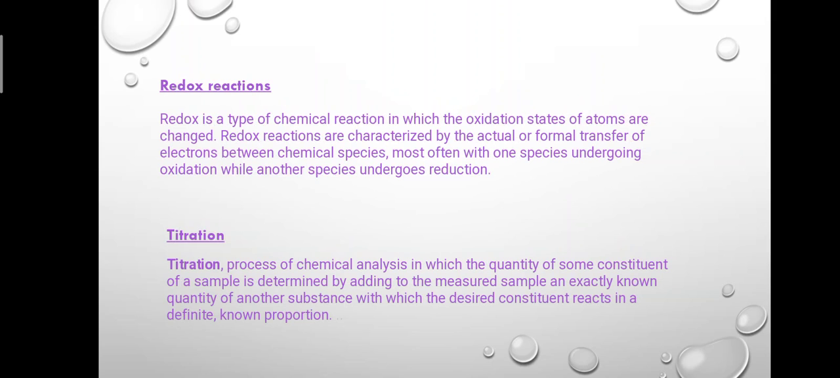Titration. It is a process of chemical analysis in which the quantity of some constituent of a sample is determined by adding to the measured sample an exactly known quantity of another substance with which the desired constituent reacts in a definite known proportion. Basically, it is a commonly used laboratory technique which helps in quantitative chemical analysis. It helps in the determination of an unknown concentration of an already known analyte.